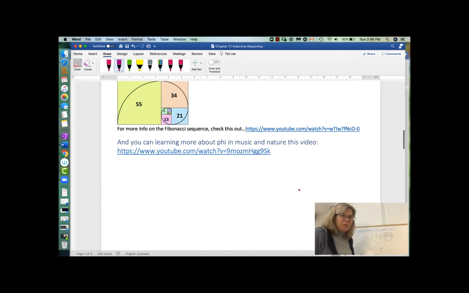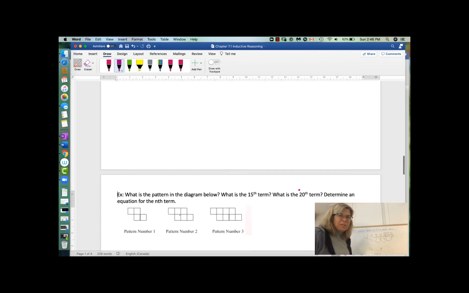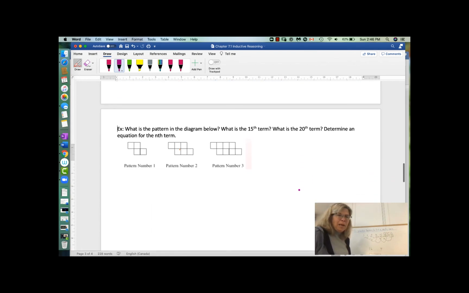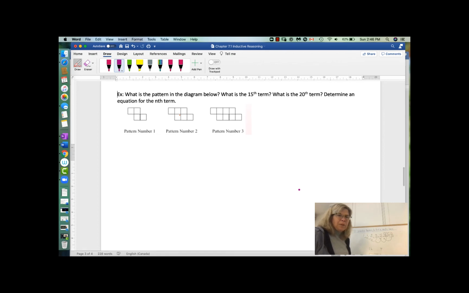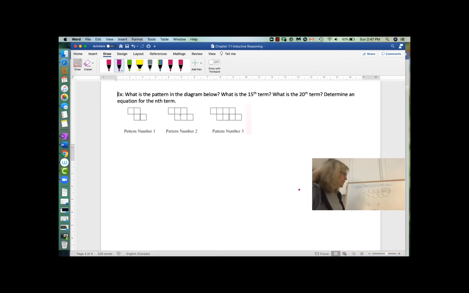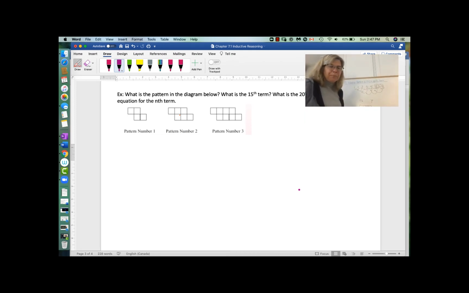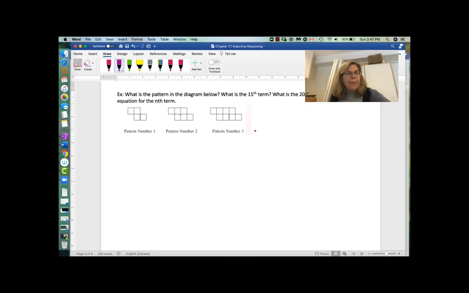I think what I'm going to do with the next problems is go back to my little pad, because it's easier to do these when you can actually see the design and see my writing at the same time. So here we are. The next question is, what is the pattern in the diagram below? And then what's the 15th term? What's the 20th term? And determine an equation for the nth term. So you're trying to figure out, clear up to the nth term.